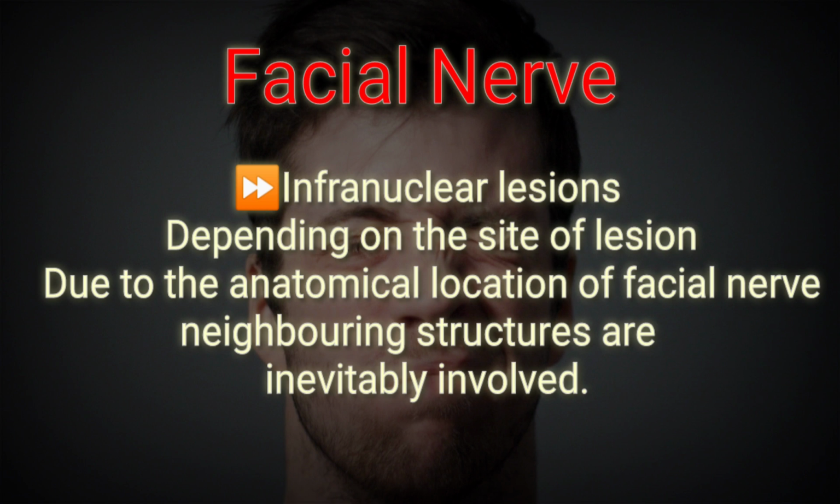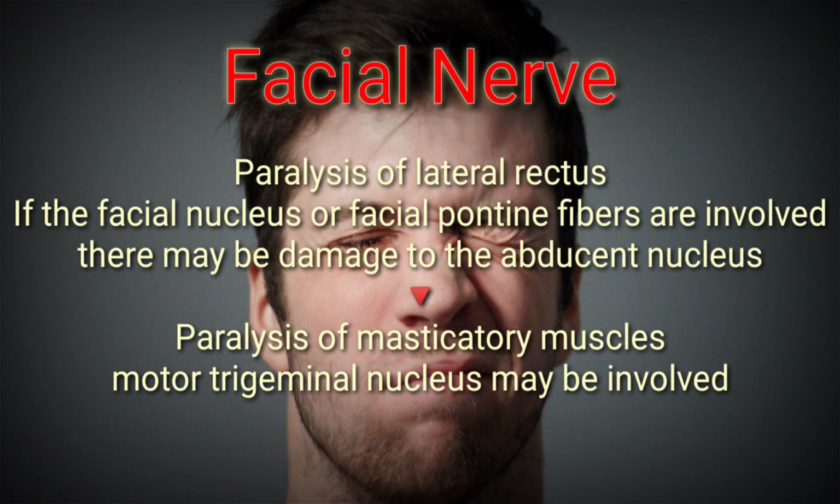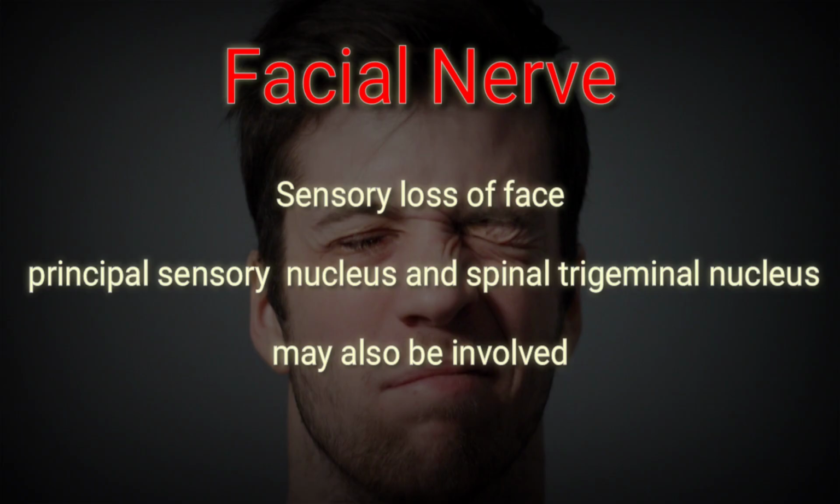Due to the anatomical location of the facial nerve, neighboring structures are inevitably involved. If the facial nucleus or facial pontine fibers are involved, there may be damage to the abducent nucleus, that is paralysis of lateral rectus. Motor trigeminal nucleus may be involved, that is paralysis of the masticatory muscles. Principal sensory nucleus and spinal trigeminal nucleus may also be involved, that is sensory loss of the face.